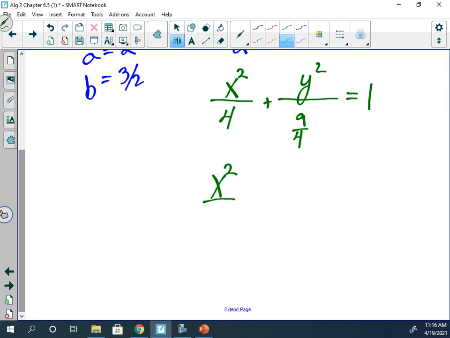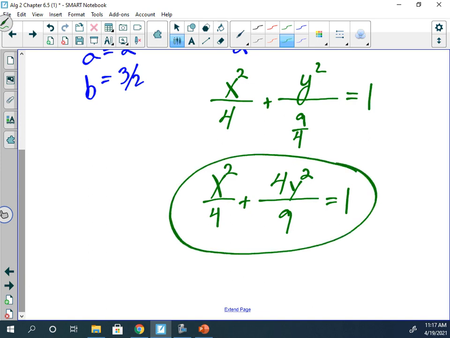So we get x squared over 4 plus 4y squared over 9. Because when we divide, we have to change it from division to multiplication, so the 4 would go on top and multiply with our y. Does that make sense? Or do y'all need to see that written out? You're good? This here would be the equation for this ellipse. Does this make sense of how we got to this? Okay.